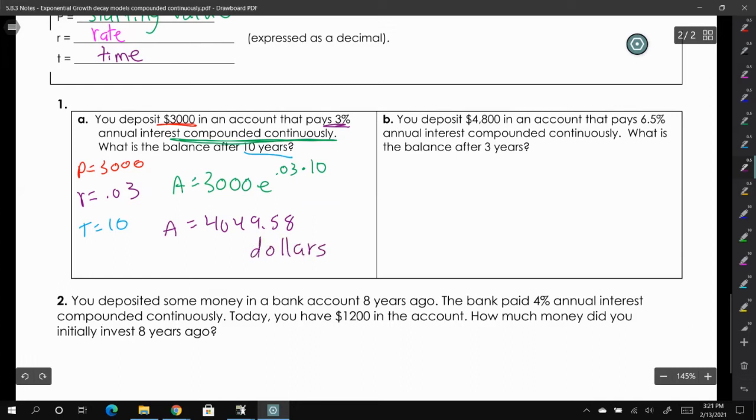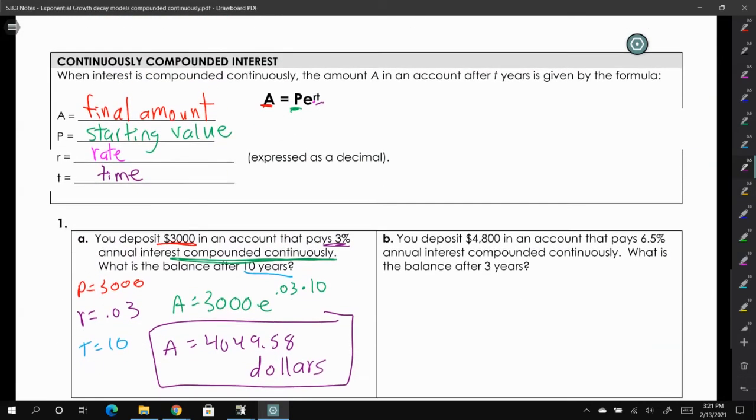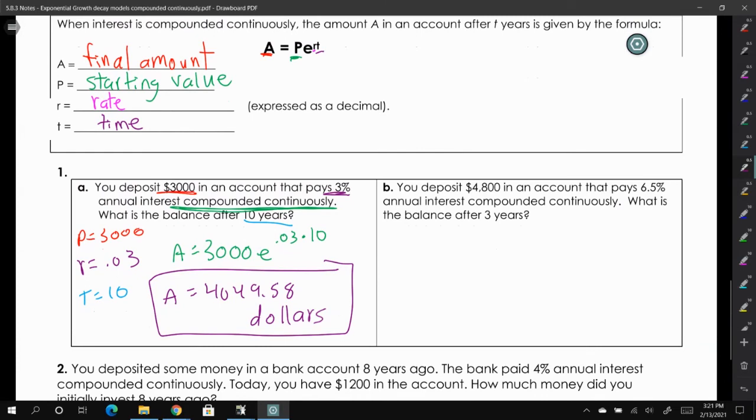So this is just another formula that you're going to be using. And I know it can be confusing. You might say, well, how do I know if I use this PERT formula or the formula with the N in it? And you have to look for the word continuously. If it does not say compounded continuously, then we have to use the formulas that have our N value in it.